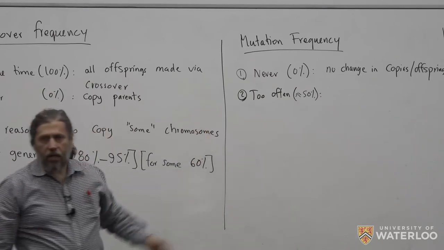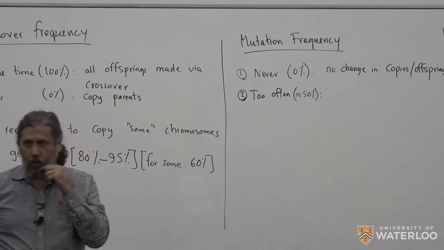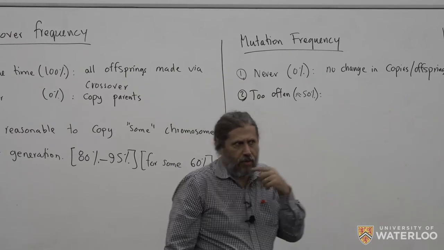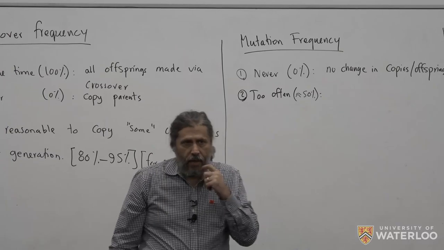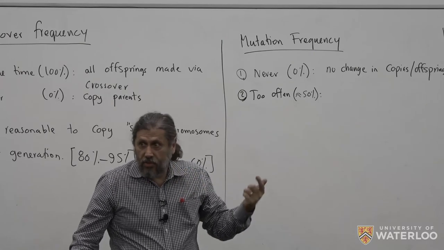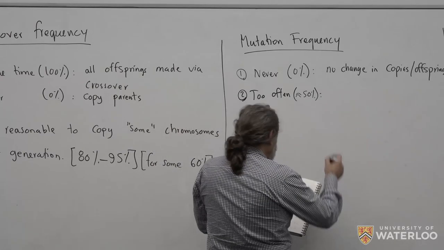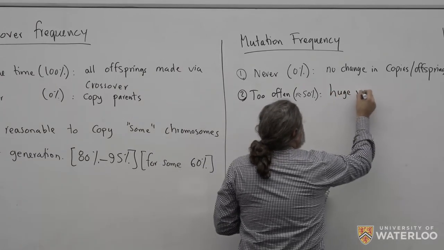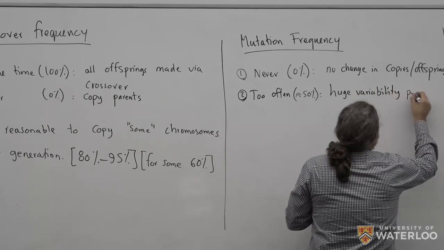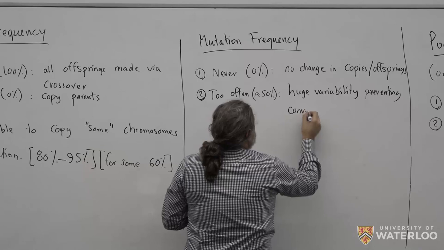So what can go wrong if I do this too often? What can go wrong? Not bad, I'm just applying mutation. No, you may get 50 Hitlers. And they are fighting. There's no peace. What is peace? Convergence. So, huge variability. Preventing convergence.